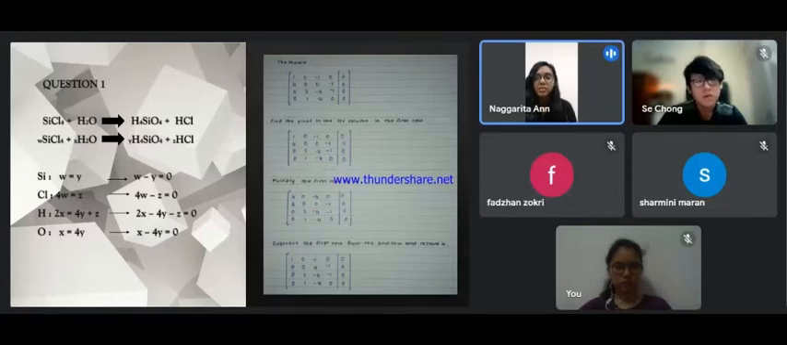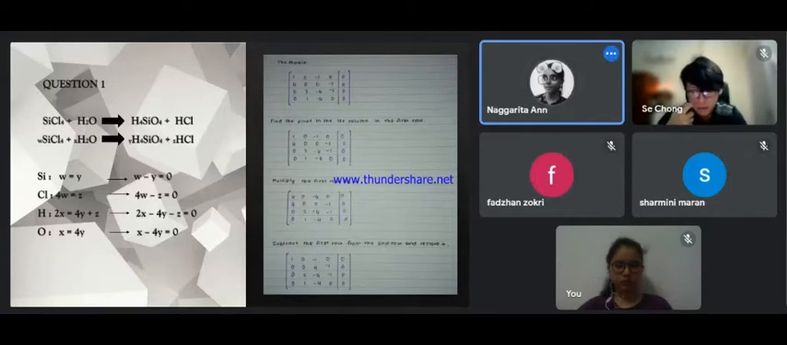W minus Y equals 0. 4W minus Z equals 0. 2X minus 4Y minus Z equals 0. And X minus 4Y equals 0. So we convert all these equations into matrix form, and we get 1 0 negative 1 0 4 0, 0 negative 1 0 2 negative 4 negative 1, 0 1 negative 4 0.